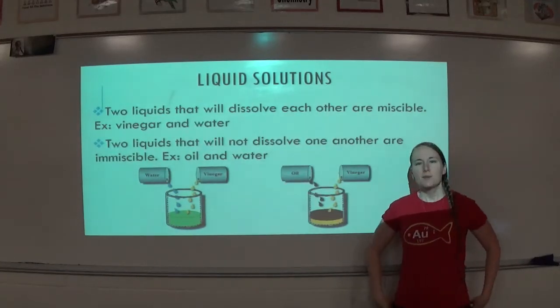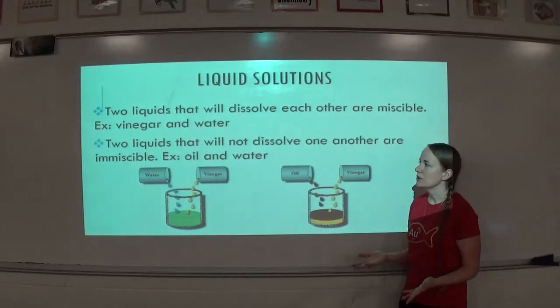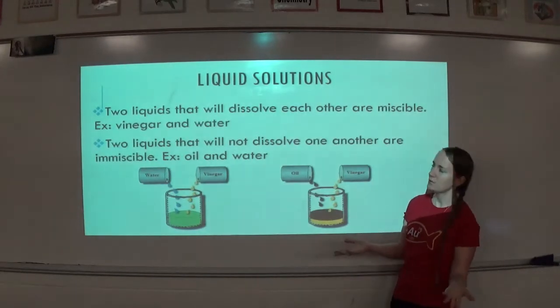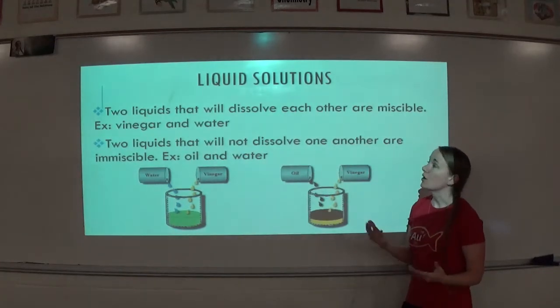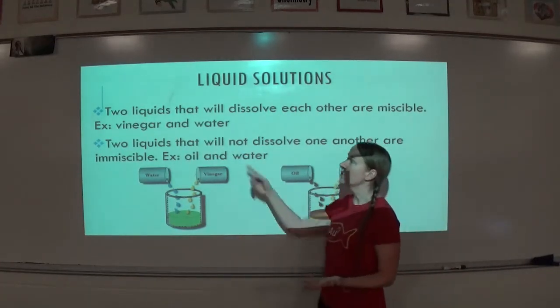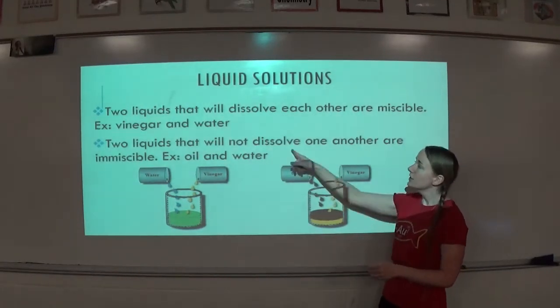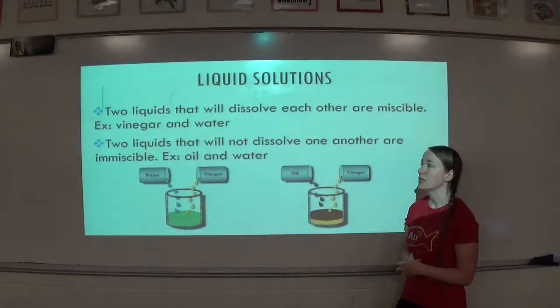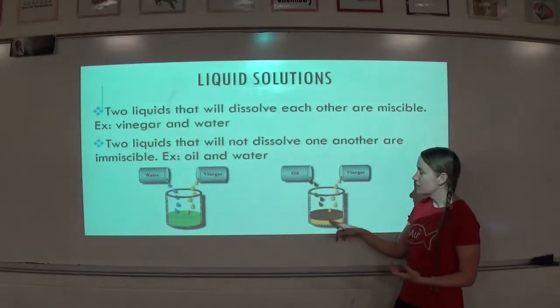Alright, so we've mainly been talking about solids and liquids, so let's talk about a liquid solution because you can easily mix two liquids together. Sometimes it works, sometimes it doesn't. So two liquids that will dissolve each other are called miscible. So for example, vinegar and water. I can mix those two together, so they're miscible. Two liquids that will not dissolve one another, on the other hand, are called immiscible. So for example, oil and water will separate into layers.